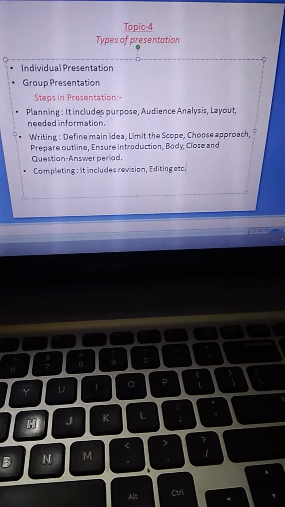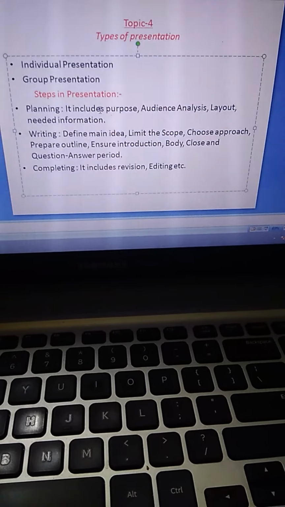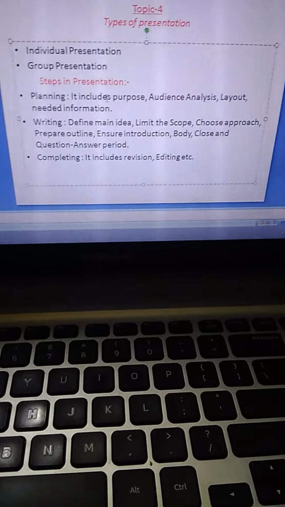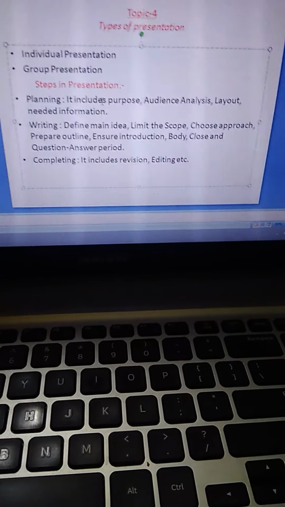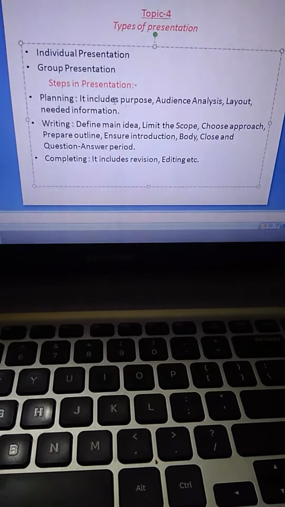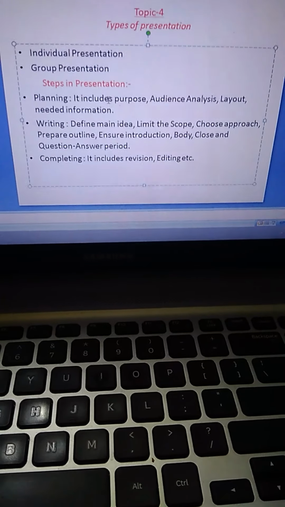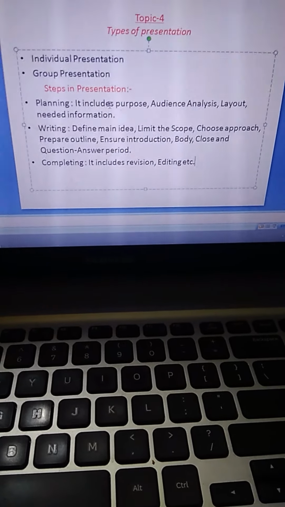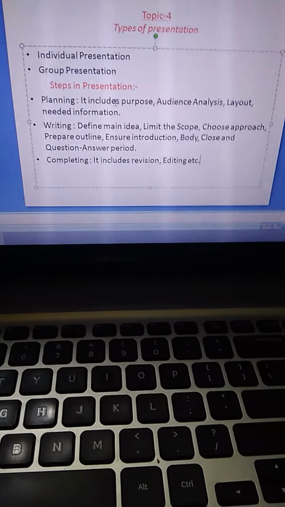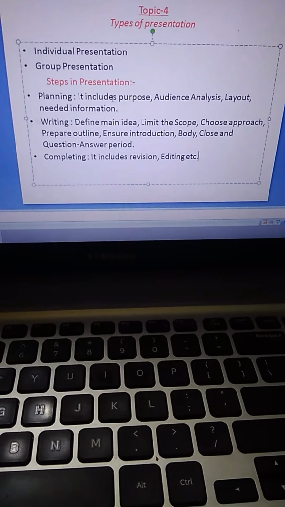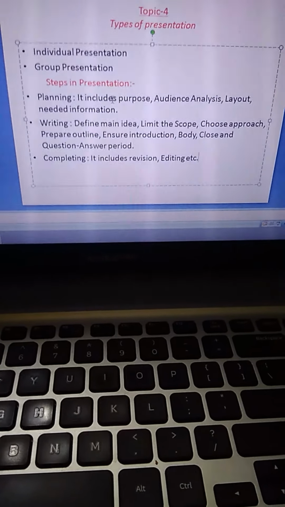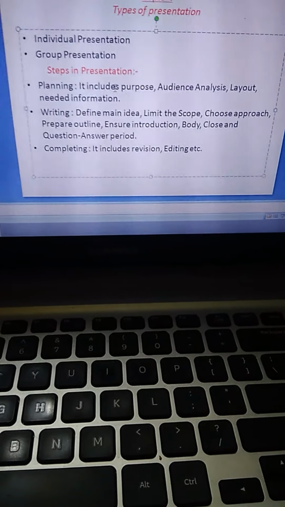Now the second step is writing. When you are planning your presentation, you should write it on your own, what kind of things you will adjust in your presentation. In writing, the first thing is to define the main idea. Main idea means the purpose of your presentation, which you will discuss in your writing.